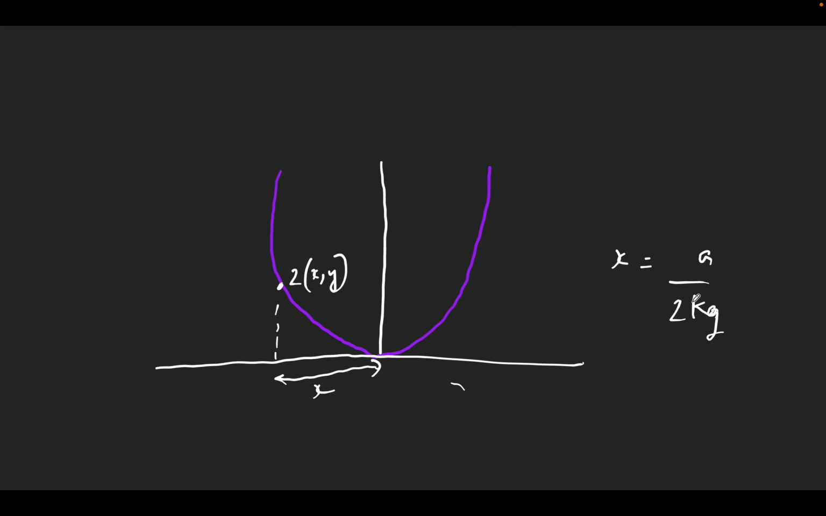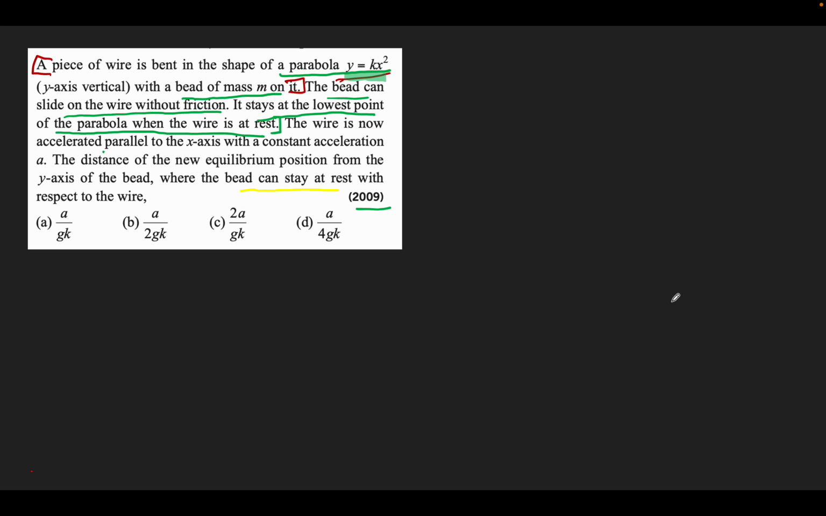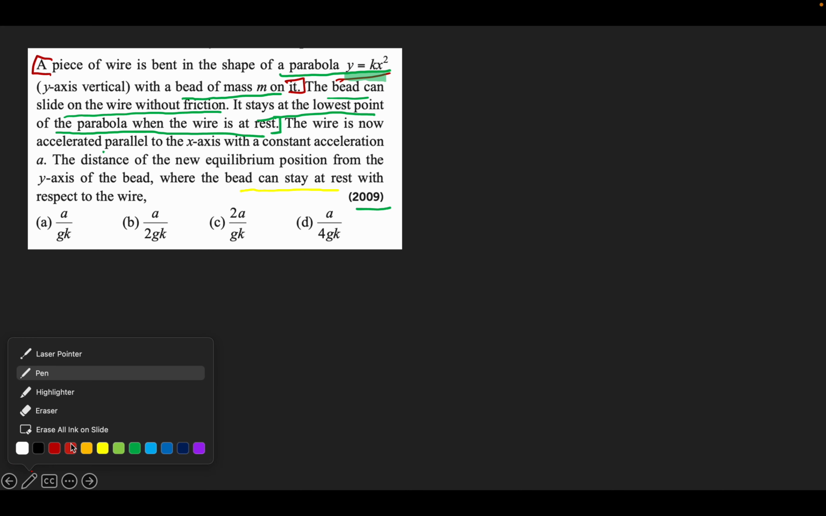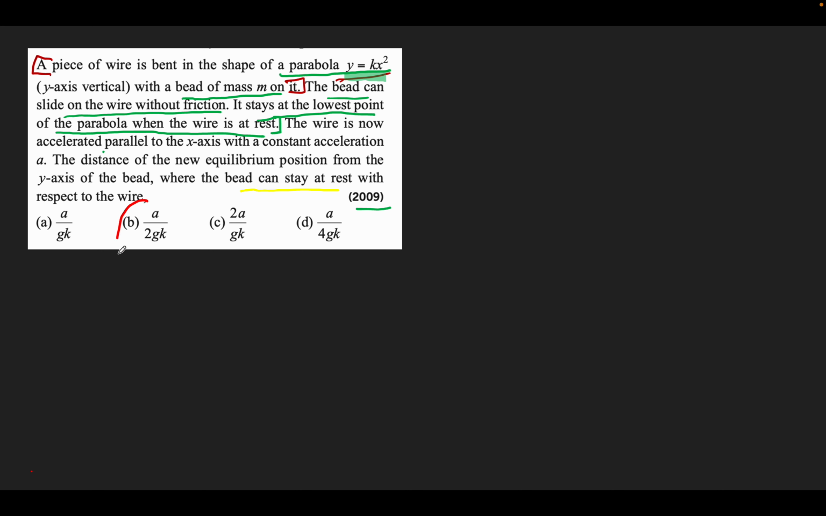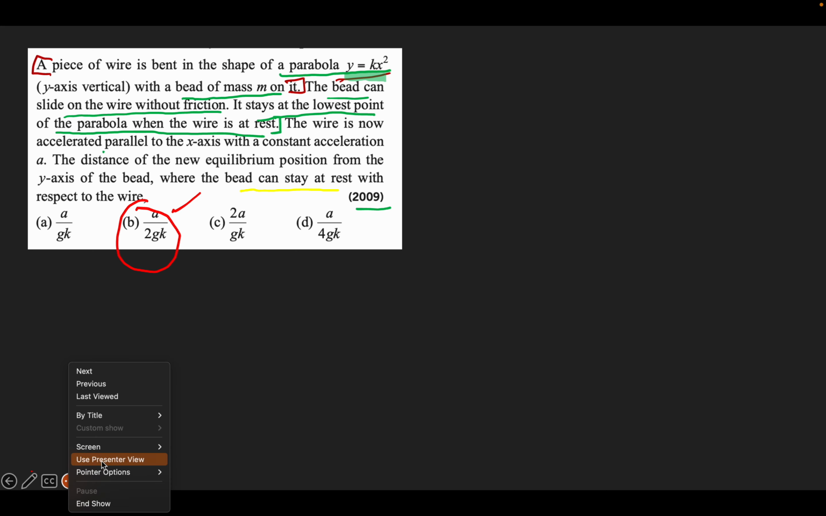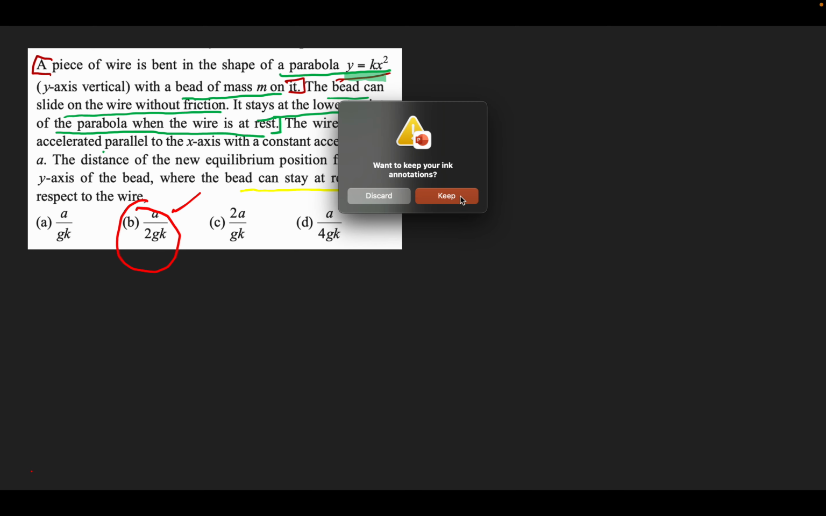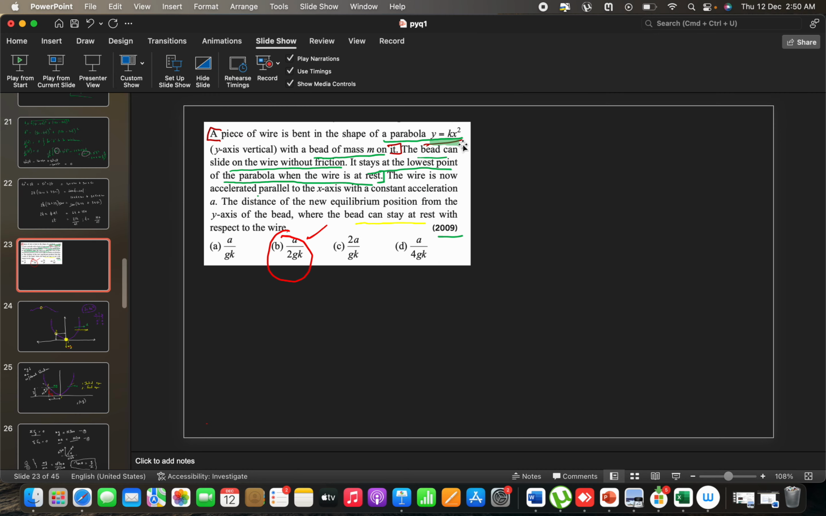So let's go back to the question and see whether there is an option. Yes, you can see option B, a by 2kg. So that must be the answer. Hope you understood. As I said, this is a 2009 JEE Mains question. You can just understand the question and try to solve it by yourself. Okay, thank you.